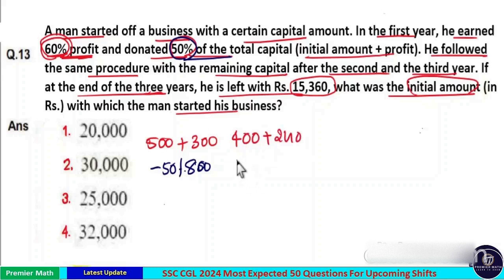And he donated 50% of it. That is, 50% of 640 he donated. That is 320 he donated. Remaining is 320 for the third year. 320 capital for the third year. He got 60% of 320, which means 10% is 32. 60% is 6 into 30, 180, 6 into 2, 12. So 180 plus 12 is 192 rupees, which is the 60% of 320.